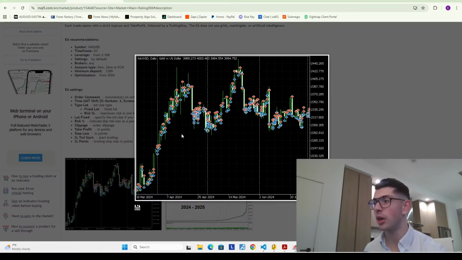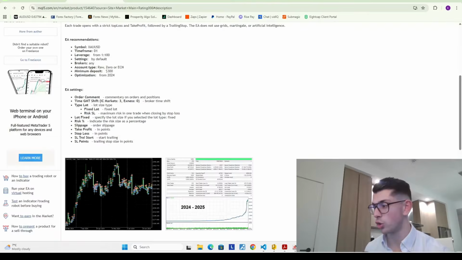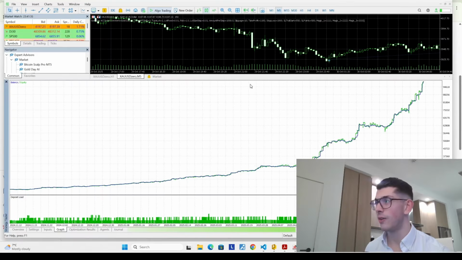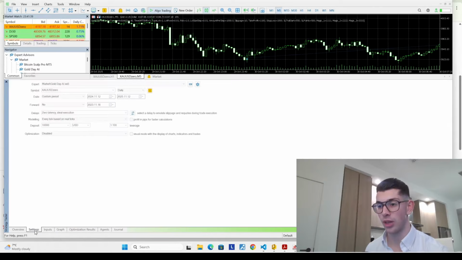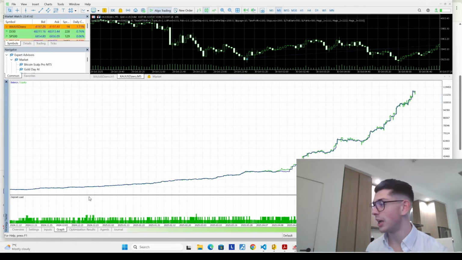If we look here, we can see that it's holding quite often for a fairly short period of time, but sometimes you also have larger hold periods where it holds for perhaps several hours and captures a larger chunk. Here I've taken the liberty of running a backtest in MT5, and as I'm running this with every tick based on real ticks, it's being a bit slow. So I'm going to quickly pause the video and come back once this is finished.